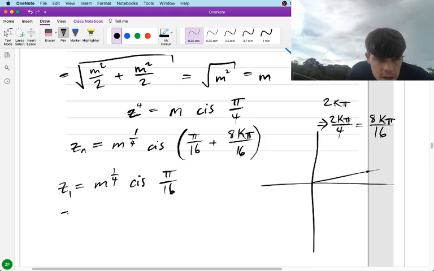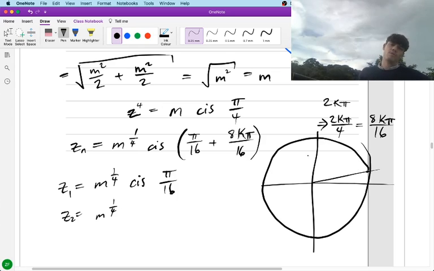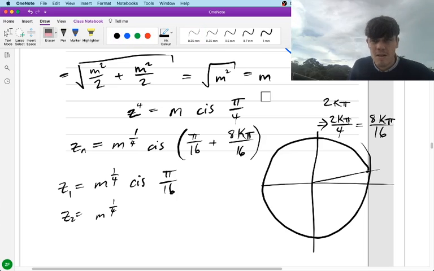Let's have a look at our next one. z2 is m to the 1 over 4, so the modulus stays the same. I'm going to try and draw that circle again. That's not too bad. I'm kind of happy with that.